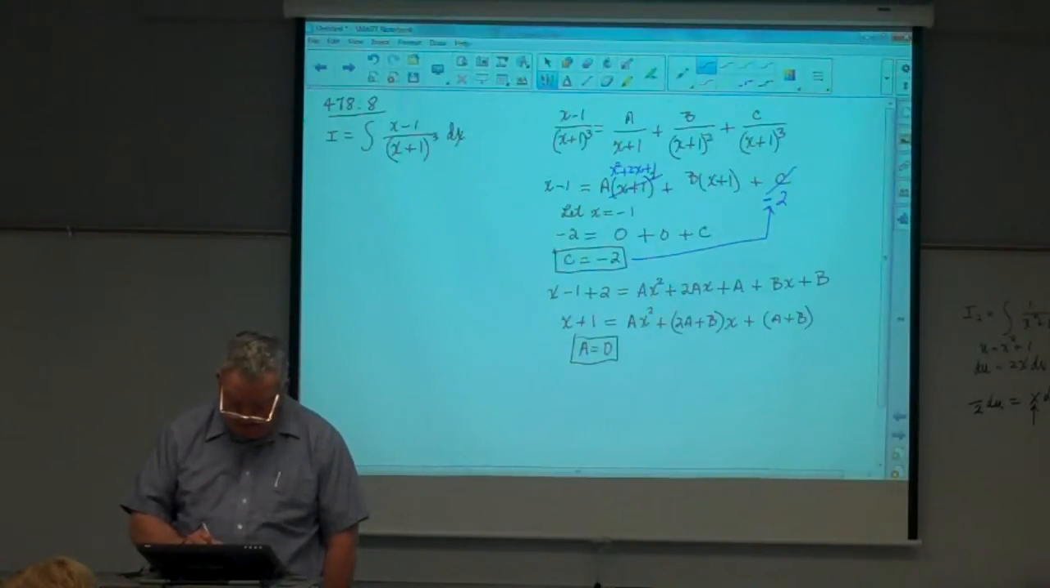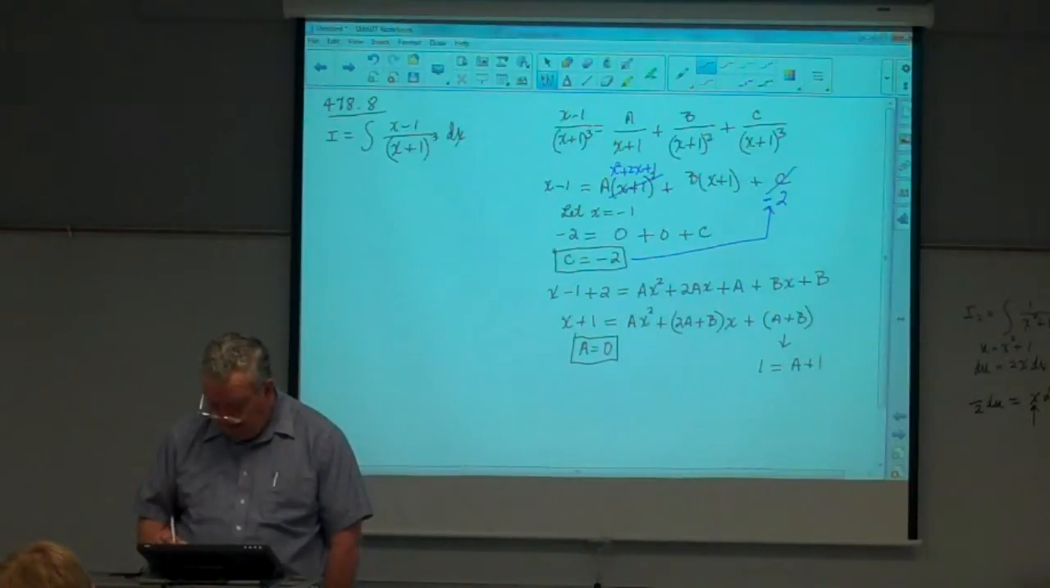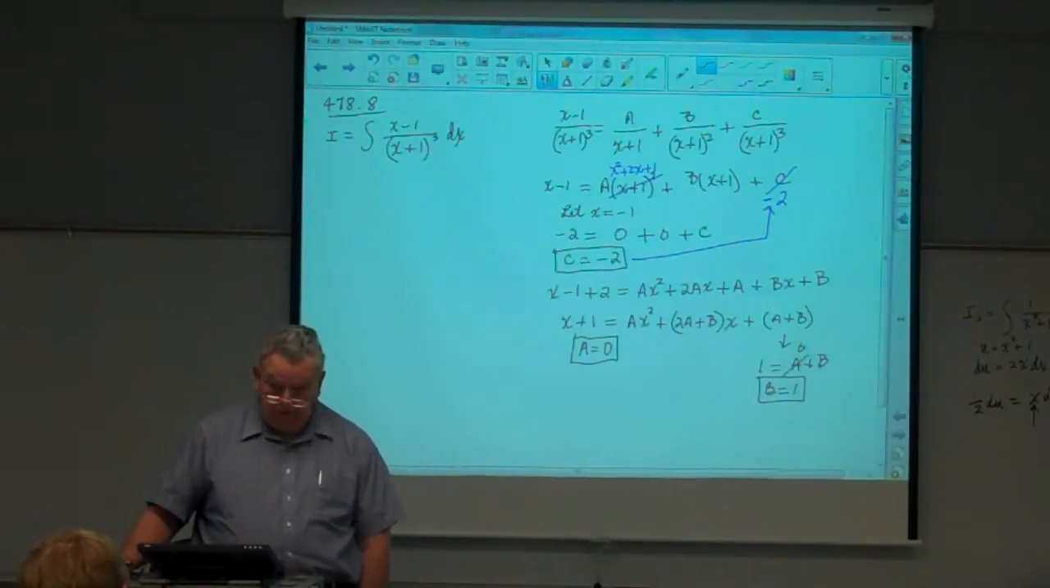And then from here, I know that 1 is equal to a plus b. But a is 0, so b is equal to 1.